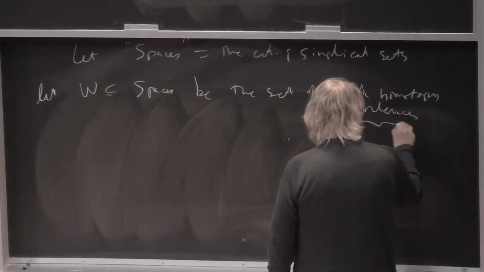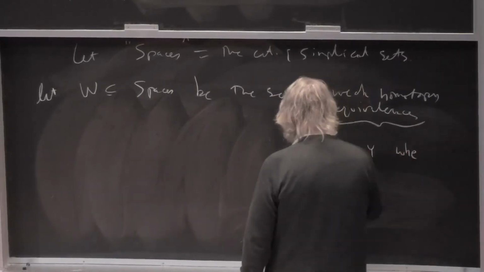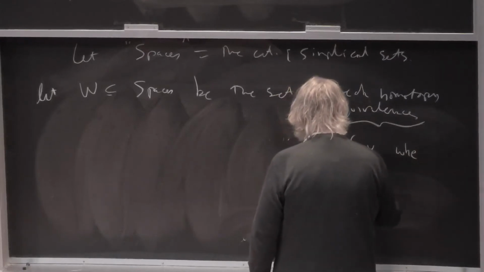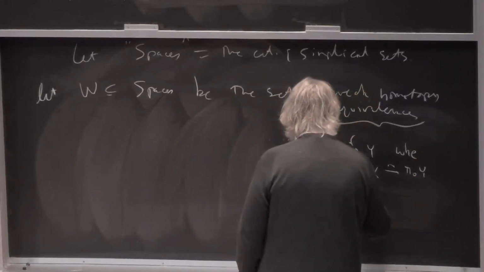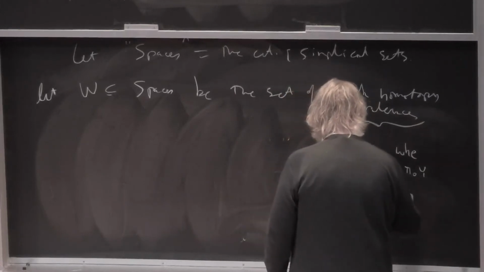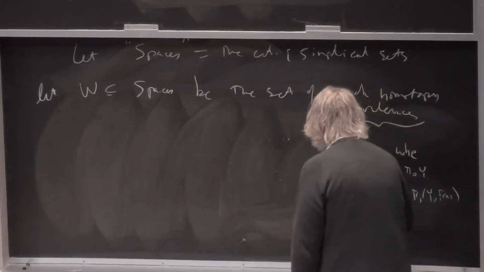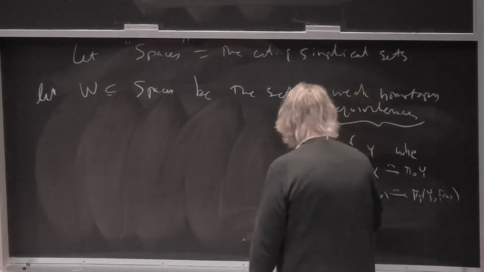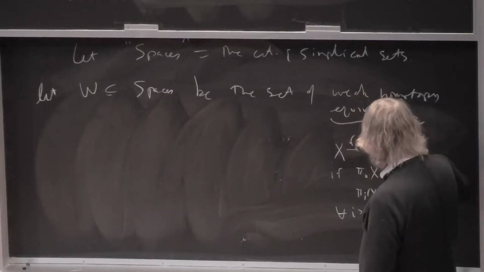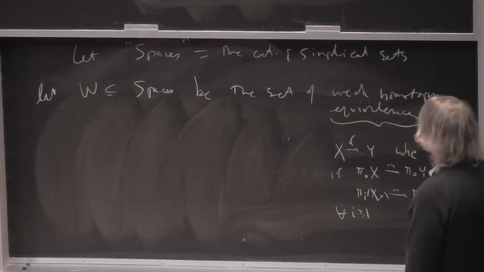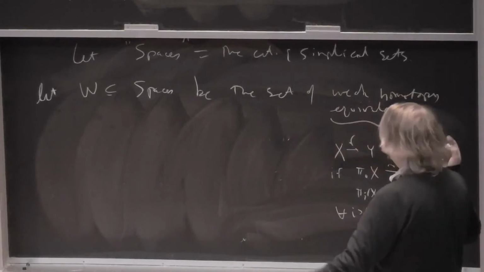So as an aside, let me just recall the definition. A map of spaces from X to Y is a weak homotopy equivalence if pi 0 of X is isomorphic to pi 0 of Y, pi 1 of X maps isomorphically to pi 1 of Y, comma F of X. In fact, really all the pi i's. So a weak homotopy equivalence is a map which induces isomorphism on the homotopy groups. And those are the things which you want to think of as invertible in the theory of homotopy theory.